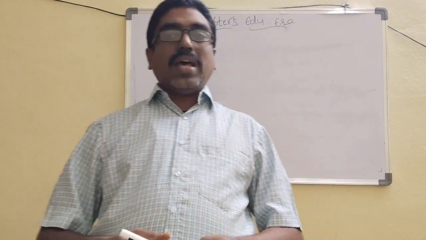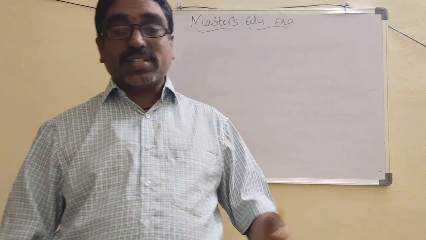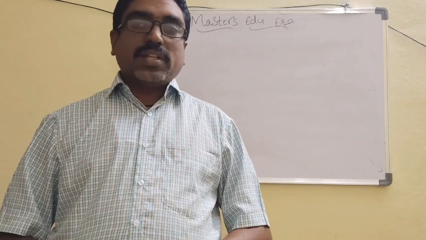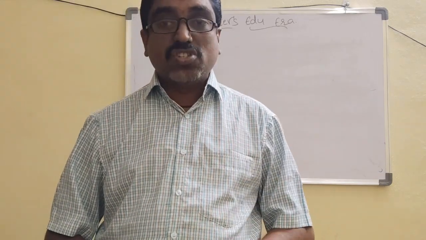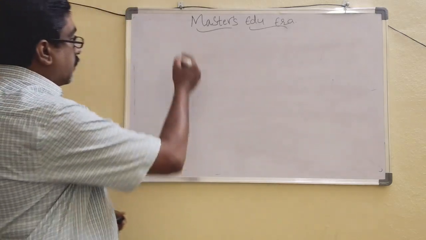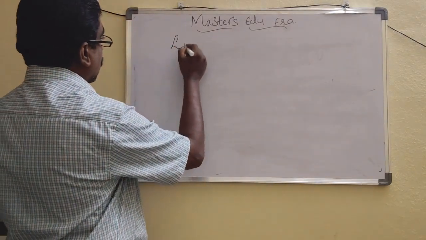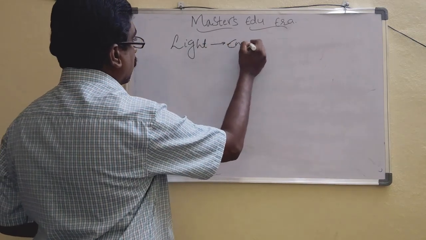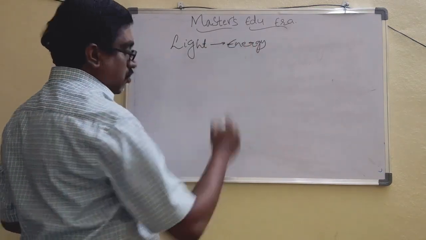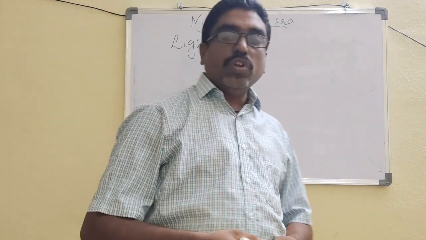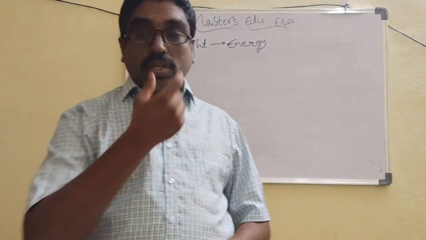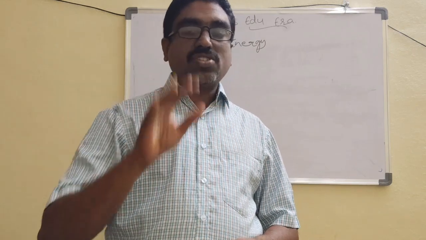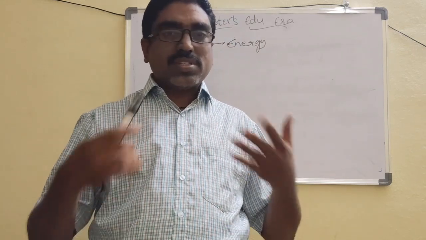Okay, so as we already discussed yesterday, what is light? Simply we can say that light is a form of energy. We know that energy cannot be seen, cannot be touched. We cannot see the energy.